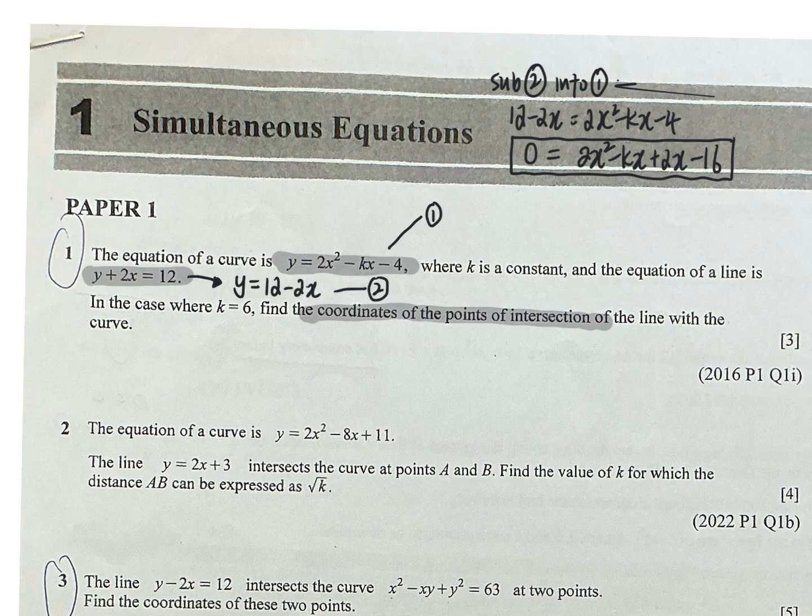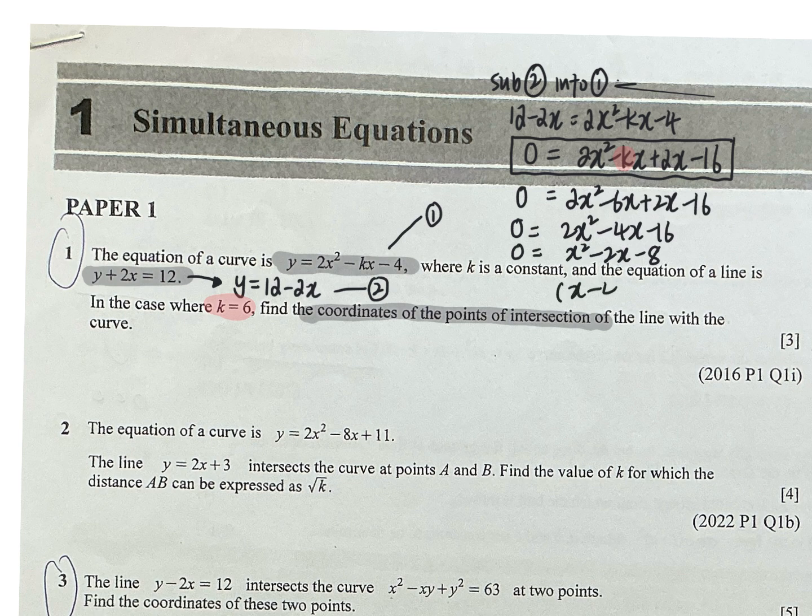Okay, but before that, they tell you that k is 6. So put in the k as 6 first before you can proceed with the question. So put in your k as 6. And then you end off with a very nice quadratic. Okay, so if you factorize it, this is what you get. So x is 4 or x is negative 2.